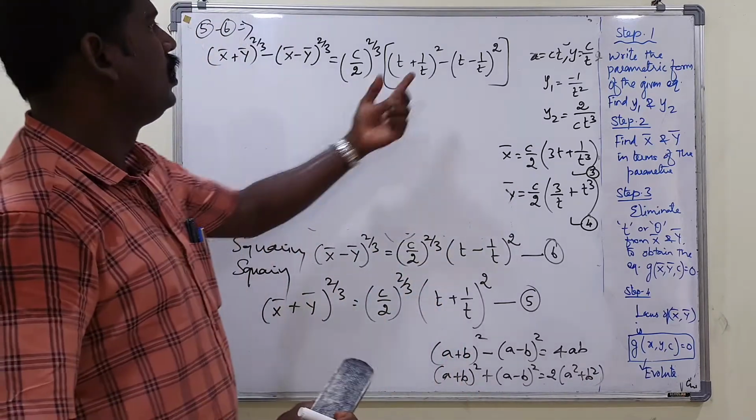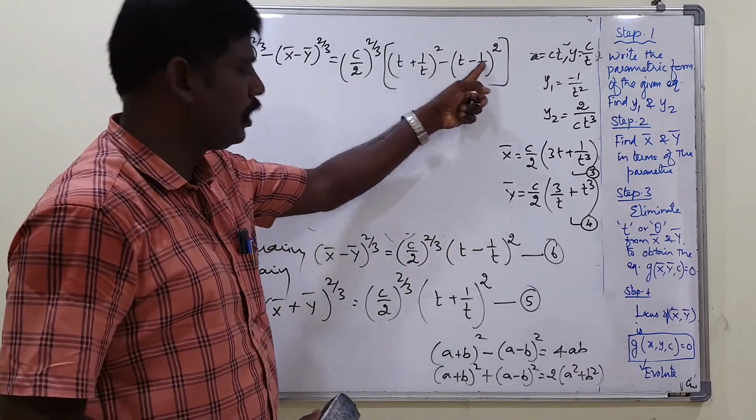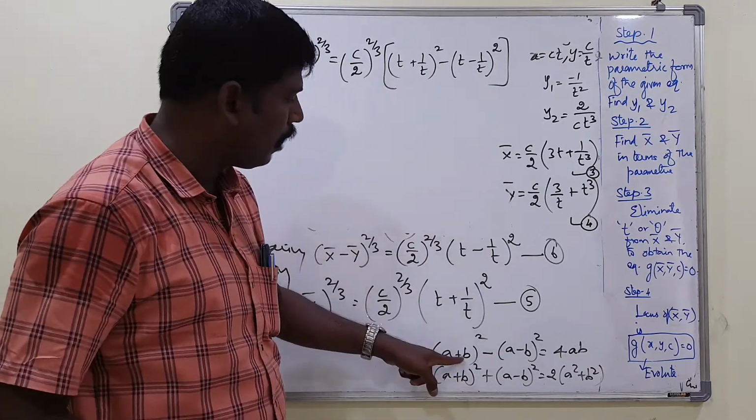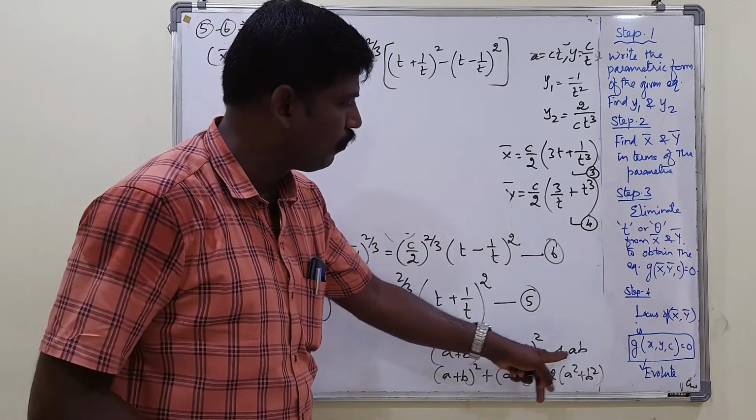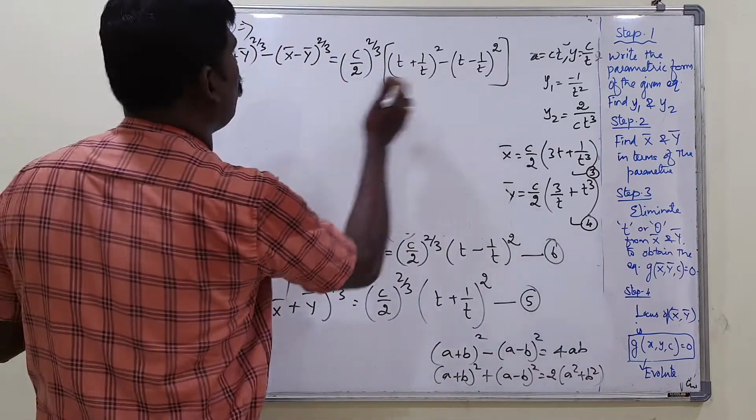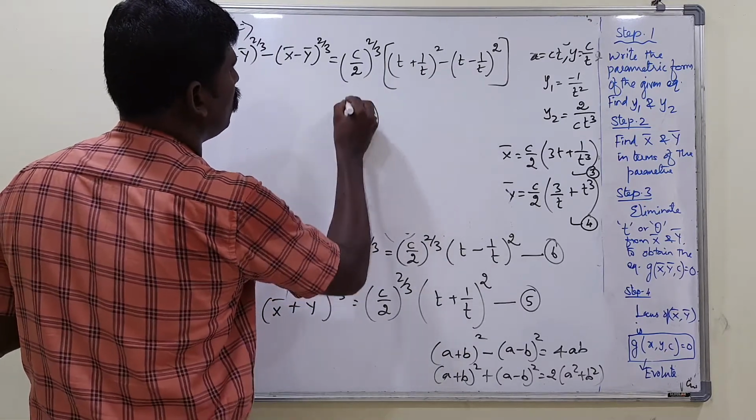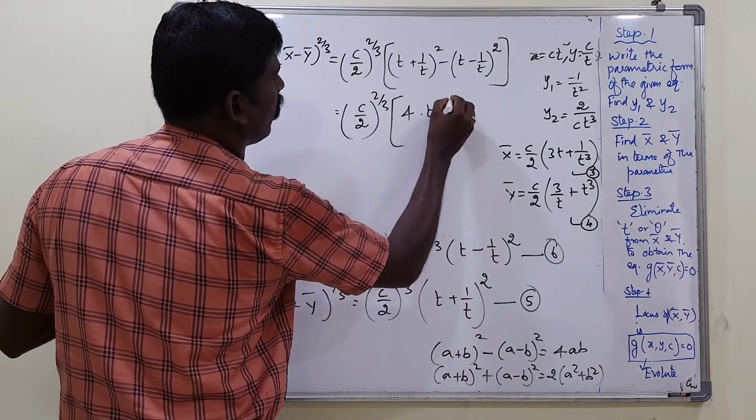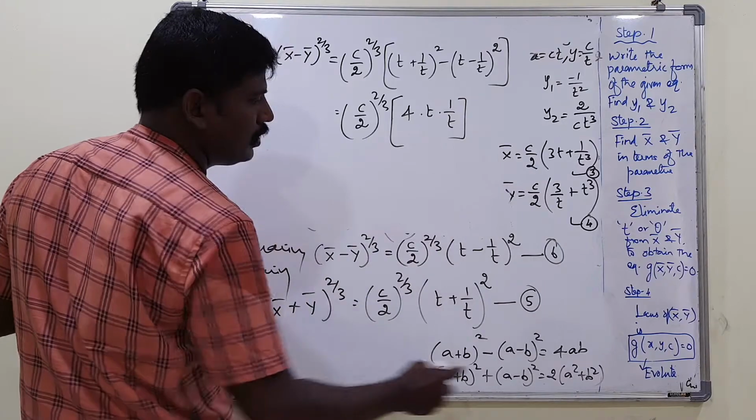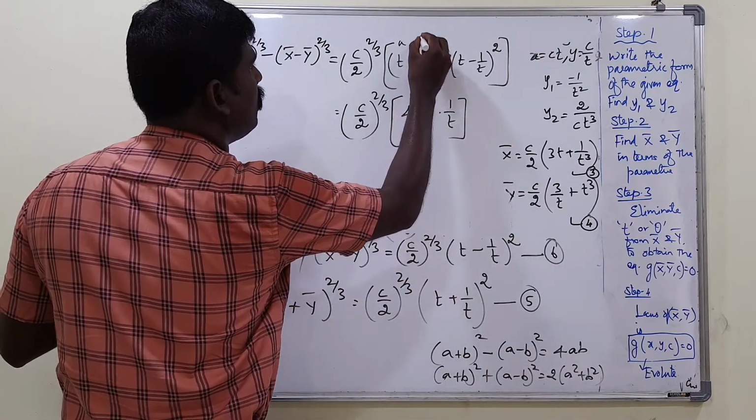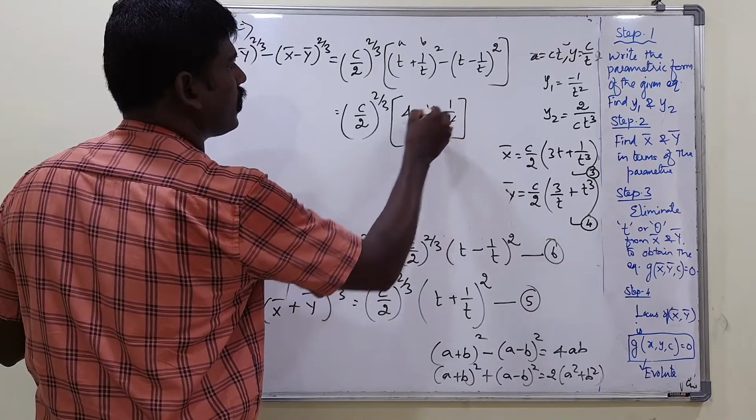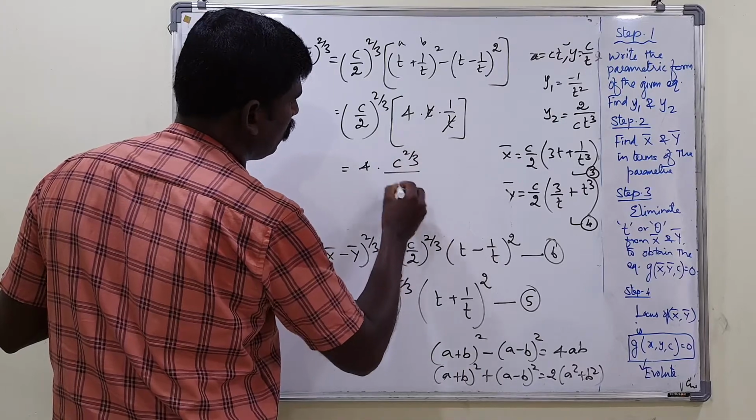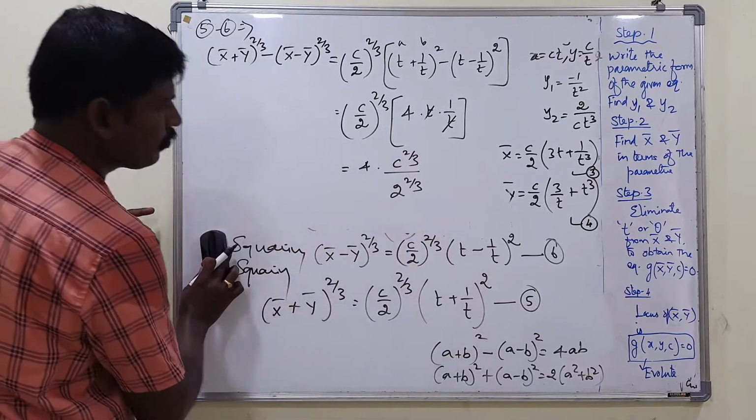Now, this is in the form (a + b)² − (a − b)², where a is t and b is 1/t. So I take this formula, the result will be 4ab. So (c/2)^(2/3) into 4 into, what is a? t. What is b? 1/t. This is the value 4ab, where a is t and b is 1/t. So we can cancel this t with this t. So 4 into c^(2/3) by 2^(2/3). Right?